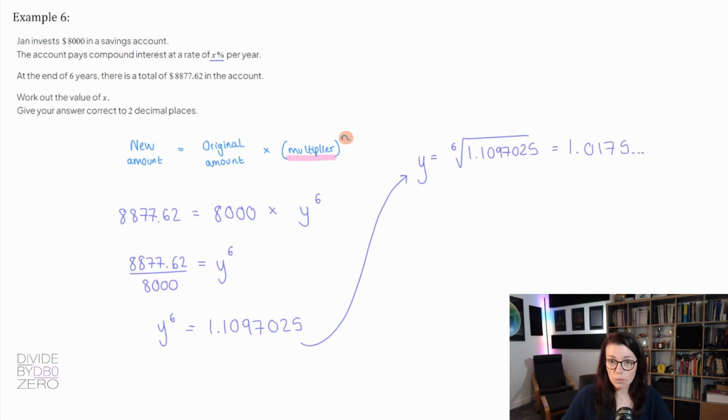In the calculator, that gives 1.0175. This time, we want to turn the decimal back into a percentage. So this time, if we multiply by 100, we're going to get 101.75%. So that compound interest rate must be 1.75%. X equals 1.75%, because it's 1.75% above the 100% original value.